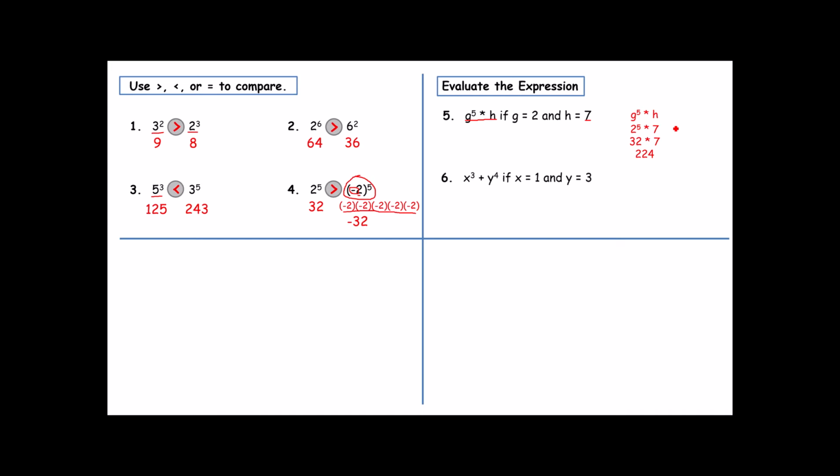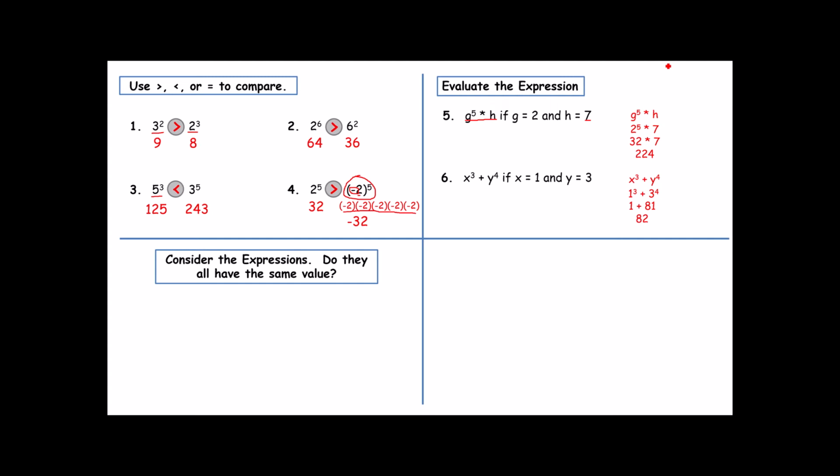Here's a second one. Again, I would recommend pausing this, trying it on your own, and then checking to see if you've done it the same way I have. I would have my students rewrite, plug in a 1 for the x and a 3 for the y, do the exponents, and simplify.